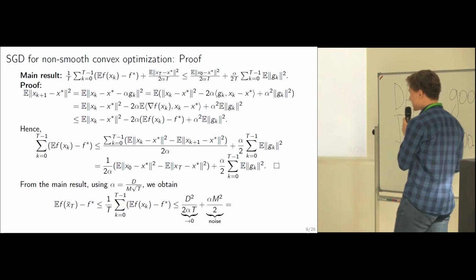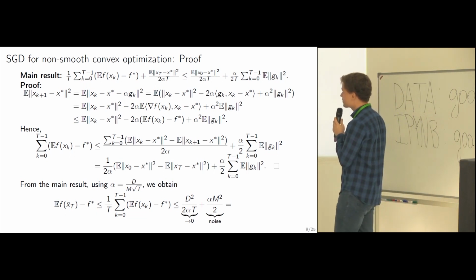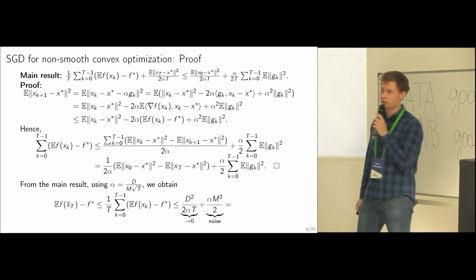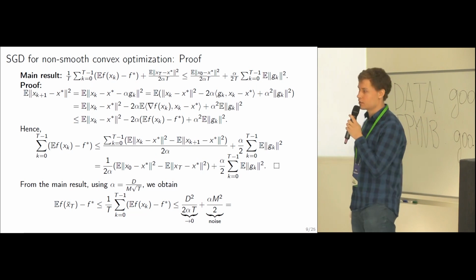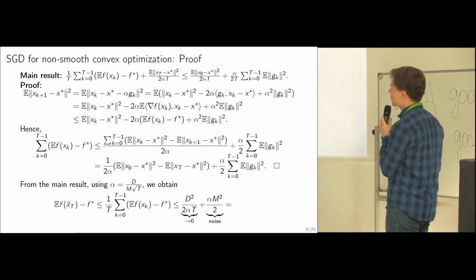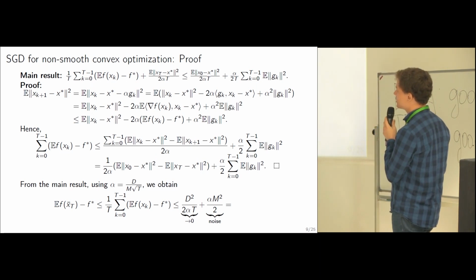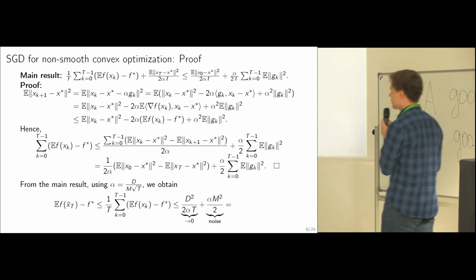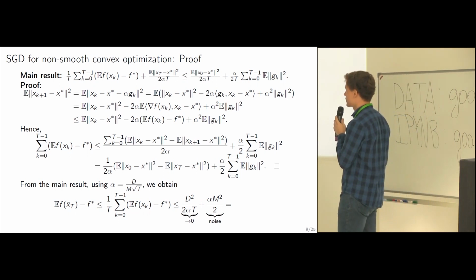And why do I discuss it? Because from this proof, you can see why we return the average point and not the last point, for example. Because we can obtain the guarantee only for this expected error in terms of our objective function. And when our function is convex and x is the average point, we know that the function at the average point is not bigger than the average of these things.